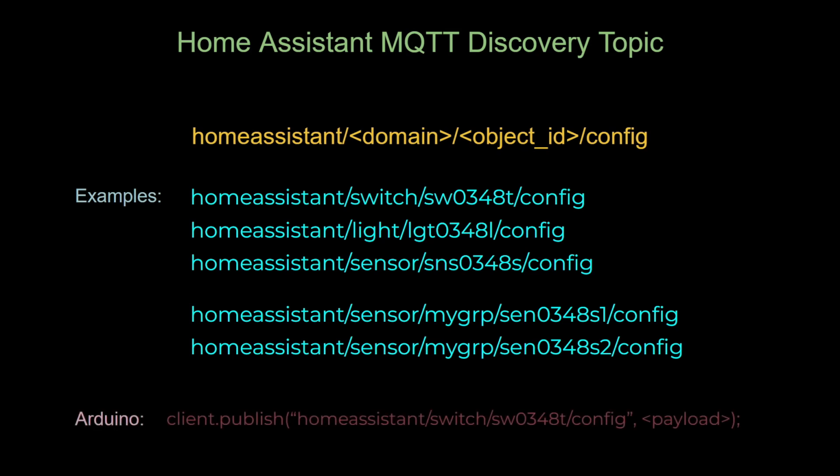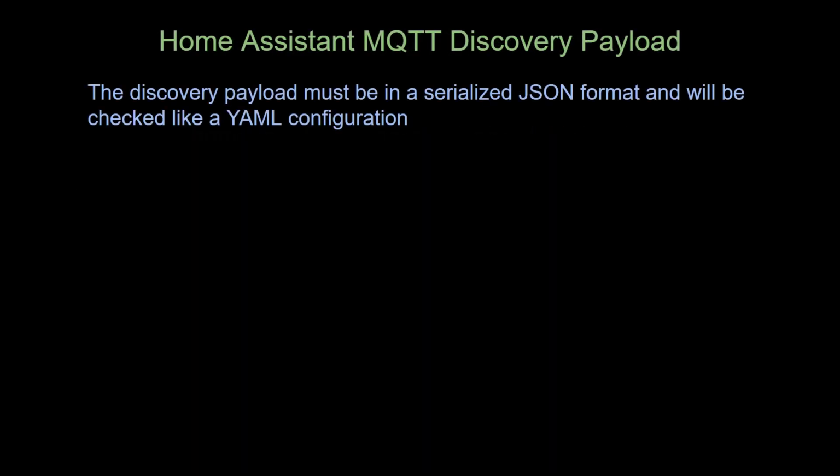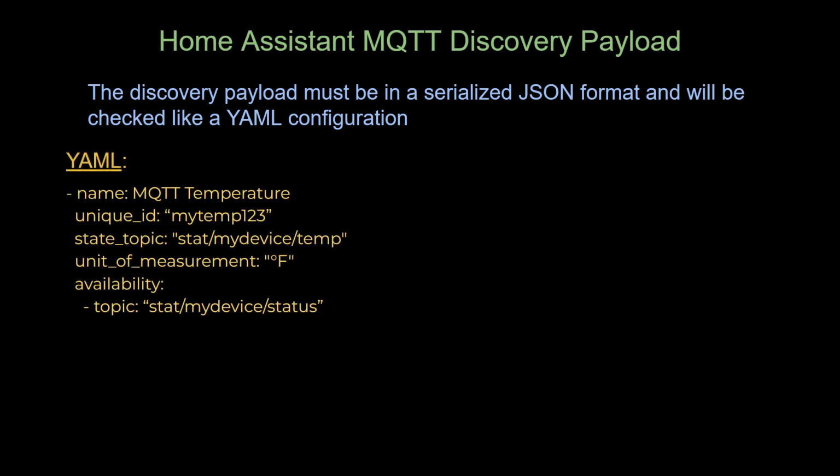Again, if you're doing something like this on Arduino, it's very simple. All you need to do is publish your MQTT topic with the configuration payload. So what does the configuration payload look like? Well, the discovery payload must be a serialized JSON format, and really it is laid out exactly like a YAML configuration would be if we were to add an MQTT entity in YAML on the Home Assistant side, which is exactly what I showed in the previous video.